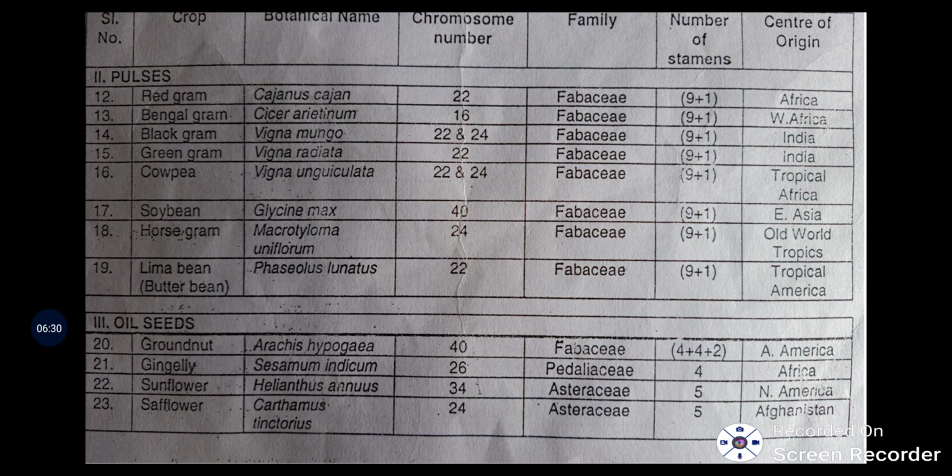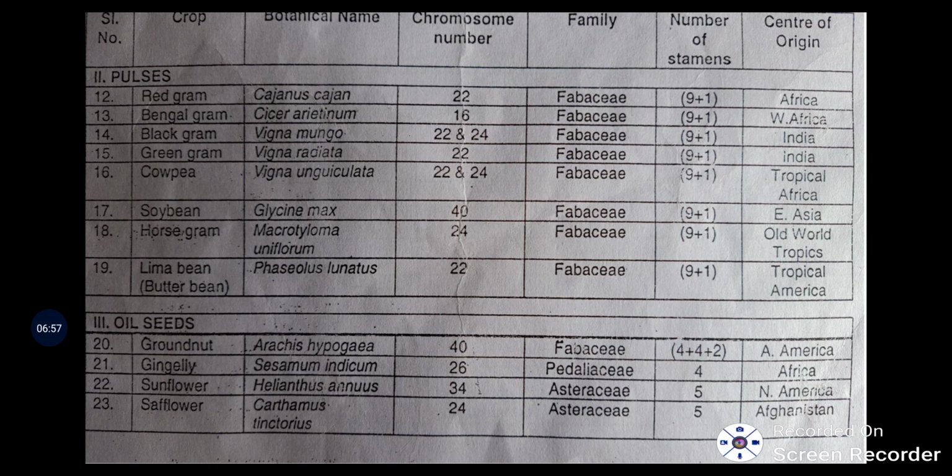Next we talk about the third category, that is oil seeds. Important and most important oil seed in India is groundnut, that is Arachis hypogea, which has 40 number of chromosomes, belongs to Fabaceae. Here different oil seeds belong to different family, so you need to remember them separately. Groundnut is also having 9 plus 1 kind, but it is somewhat modified.